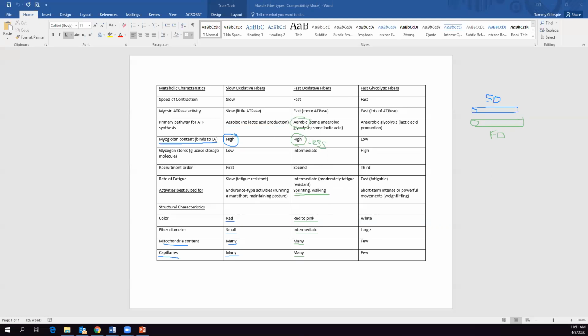But then we have the, I should have done them, and I'll do them in orange. Okay, then we have the fast glycolytic fibers.